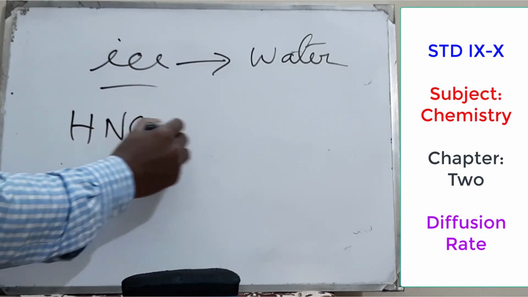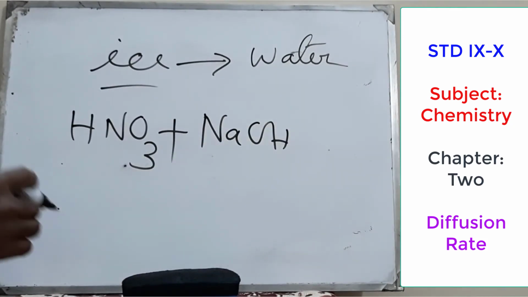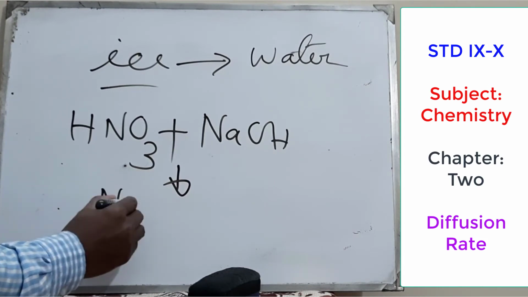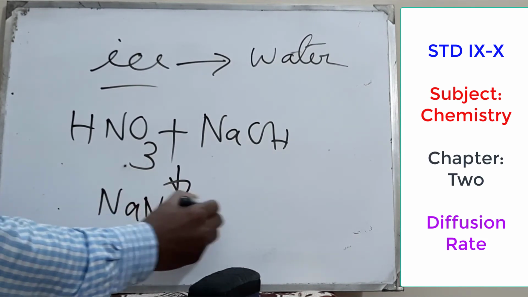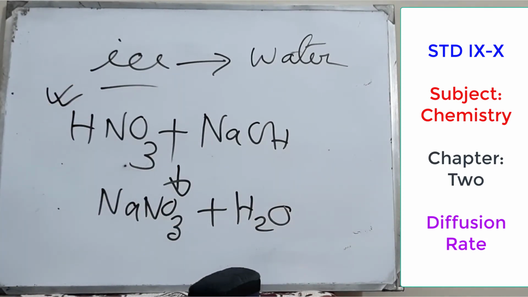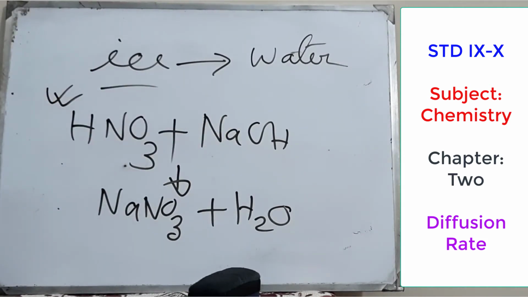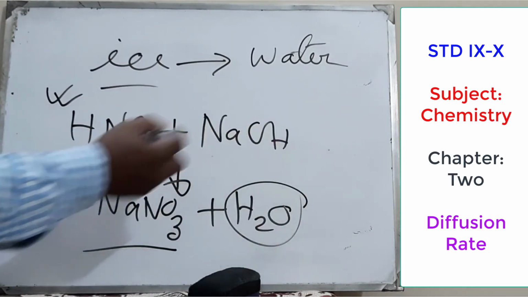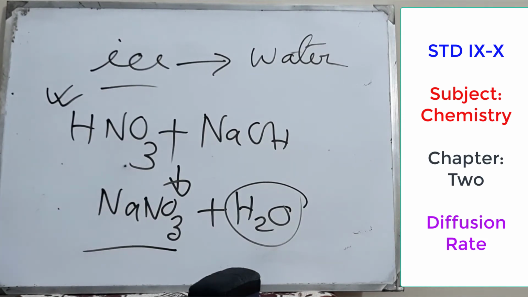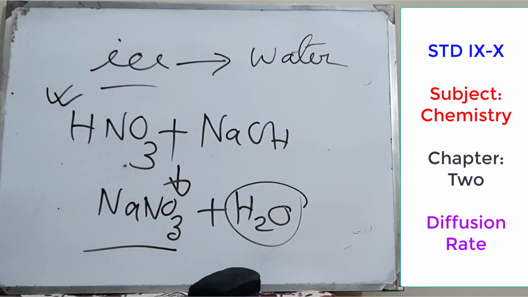But if you take nitric acid plus sodium hydroxide alkali, then it will form sodium nitrate plus water. This is an acid. It will turn blue litmus paper into red, and this will turn red litmus paper into blue. But this is salt, this is neutral, and this is water. Both are neutral. So the compounds we have got after the reaction have different properties than the reactants. So this is called chemical change.